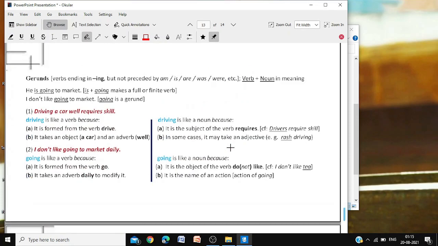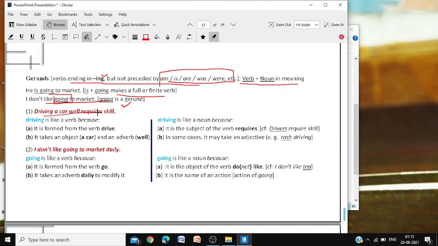Gerunds are verbs ending in -ing but not preceded by the auxiliary be verb. They are verb and noun in meaning, partly a verb and partly a noun. He is going to market. Is going. Now this is a full or finite verb. I don't like going to market. We have the -ing verb without a be verb. This is a gerund. Let us see.